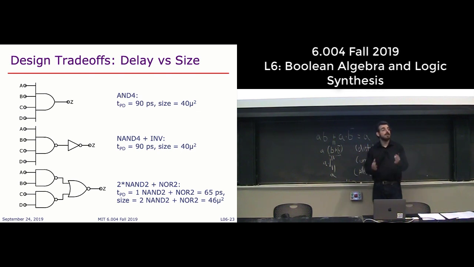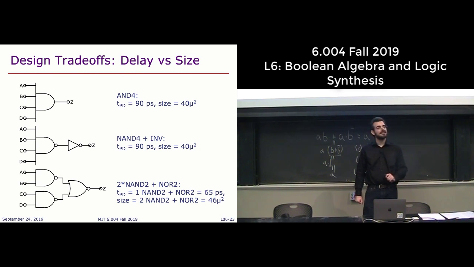Given this, you can take a function like AND4 and look at different ways of implementing it. For example, you can just use the AND4 gate, which gives you a propagation delay of 90 picoseconds and 40 square microns. You can use a NAND4 gate followed by an inverter, which curiously has the same propagation delay and the same total size. You can start guessing that the AND gate is just a NAND gate followed by an inverter. There's not much magic there. But there are more interesting combinations of gates that give you AND4, for example, 2 NANDs followed by an OR.